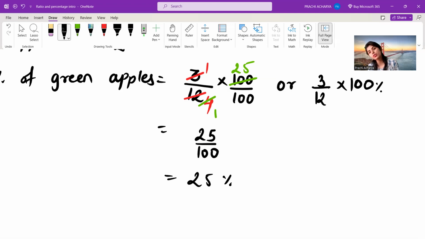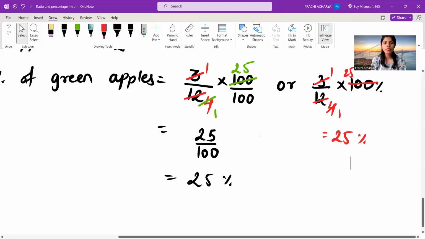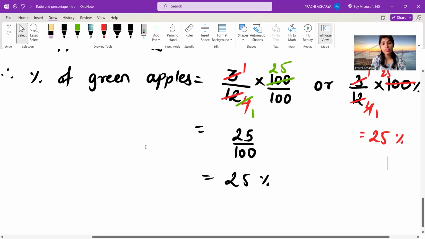Similarly, you can do here also. यहाँ पे भी आप कर सकते हो in other way में. 3 1s are 3, 3 4s are 12. Again 4 1s are 4 and 4 25s are 100. So directly here you can write 25%. Both the methods are perfectly fine. So I hope you understood how to find out the percentage for the particular questions.